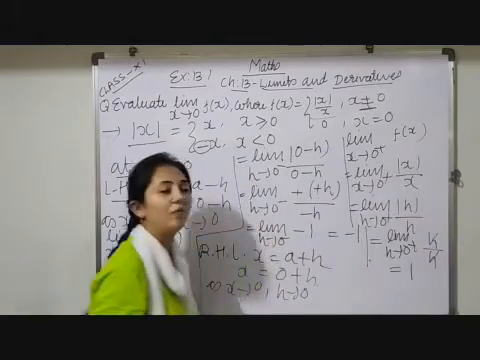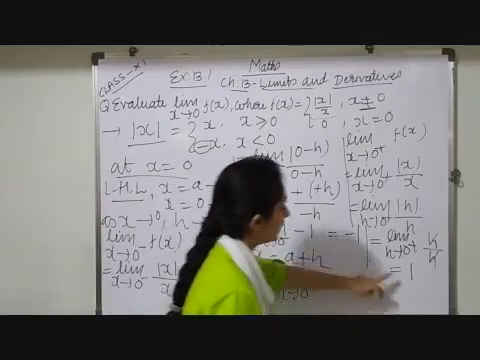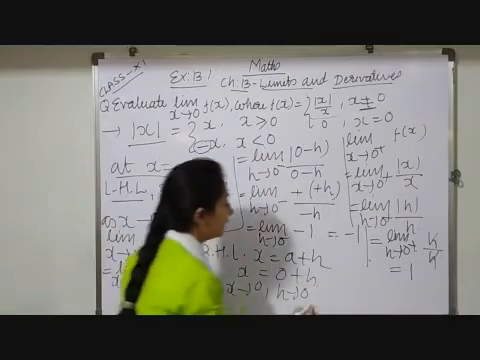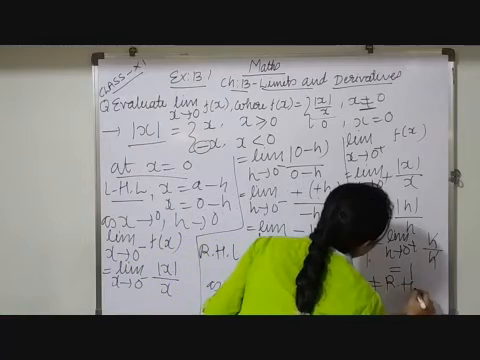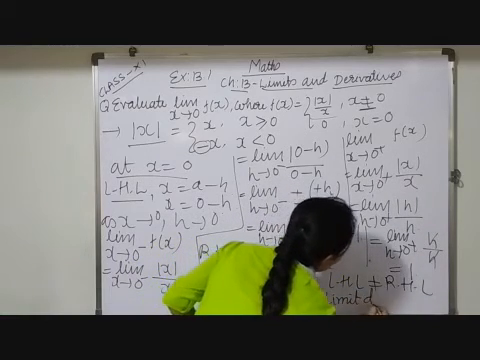So we have 1. You may observe that for the left hand limit we are getting minus 1, for the right hand limit we are getting 1, and f of a we have 0. So you may conclude that LHL is not equal to RHL. Therefore the limit does not exist.